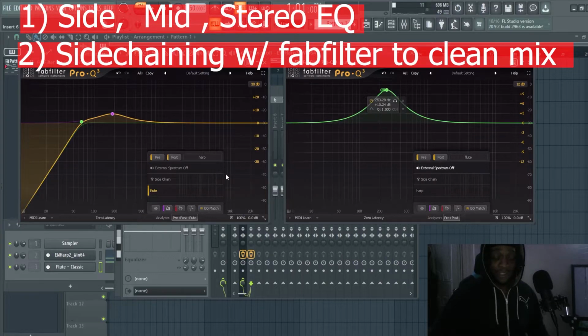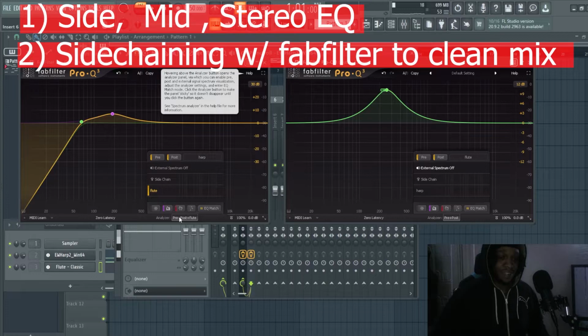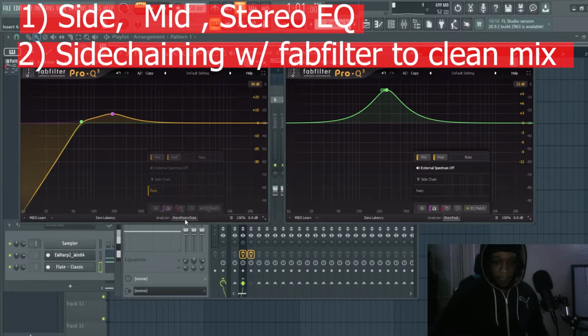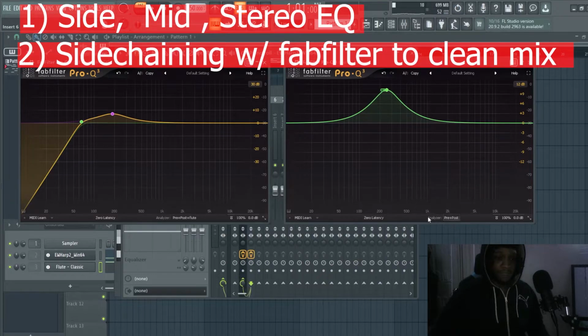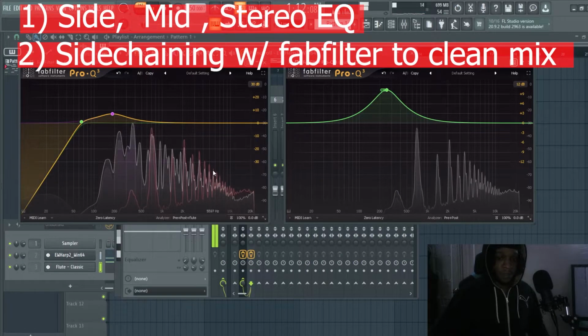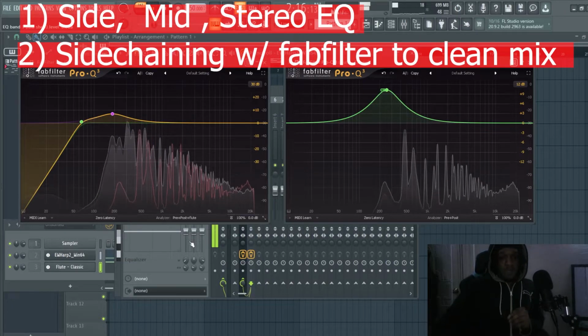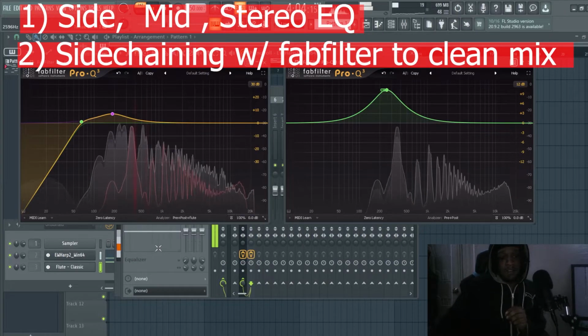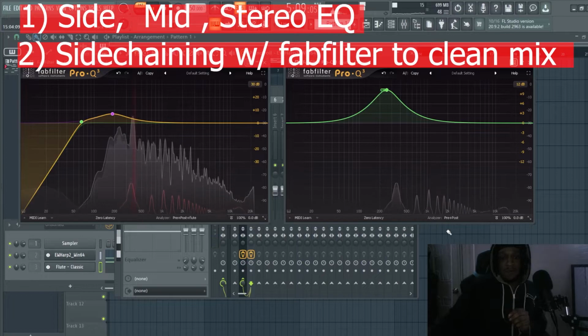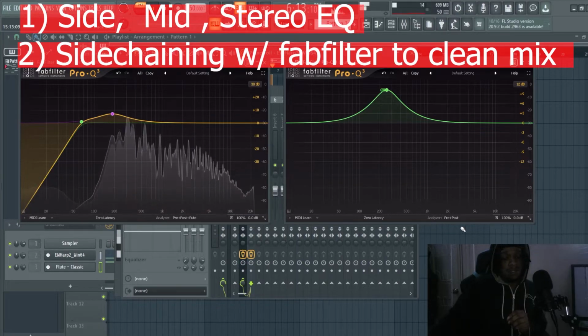But just so you understand, this at least has an analyzer, and I believe you can get this for a trial, by the way. I want you to understand, if you go back into the video, what you did not see on the harp side was both the harp waveform and the flute waveform. So let's look at that. Look at that, you see? That red line inside of the harp equalizer is actually the waveform for the flute in the flute equalizer.